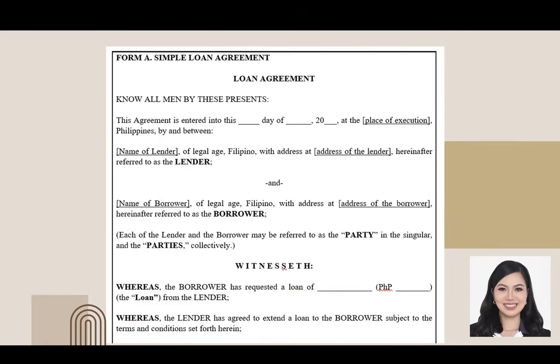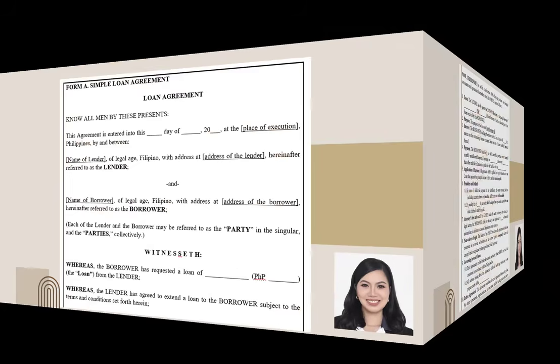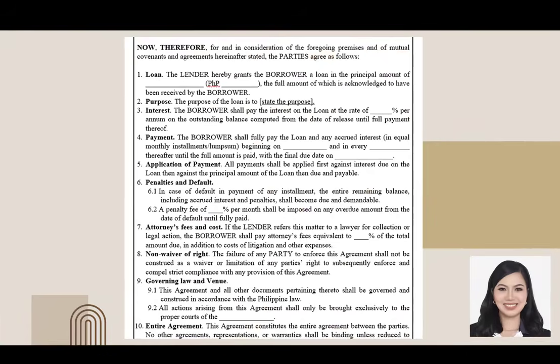And then witnesses, the amount of loan, and then the terms and conditions. So you need to know how much the loan is, the purpose, the interest, payment, application of payment, penalties and default, attorney's fees and costs, non-waiver of rights, governing law, and entire agreement. Another tip, you don't need to memorize everything. Just know the essential elements. You don't need to memorize this verbatim, it's too long. Just familiarize yourself.